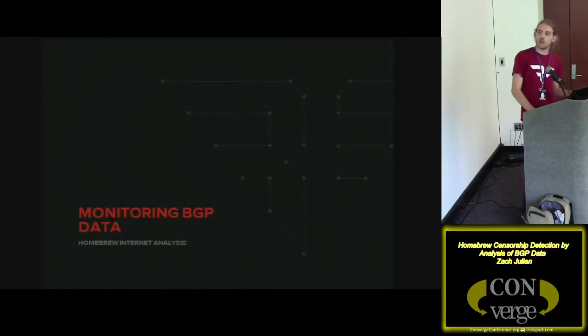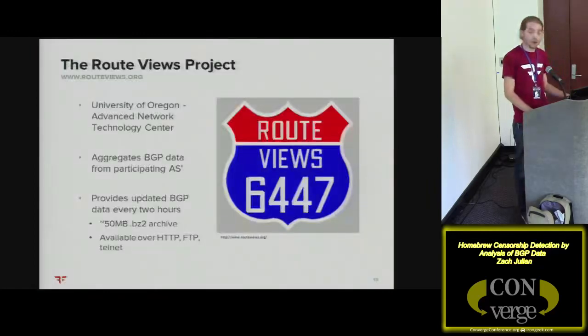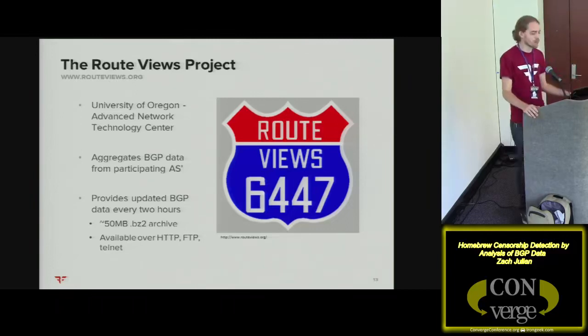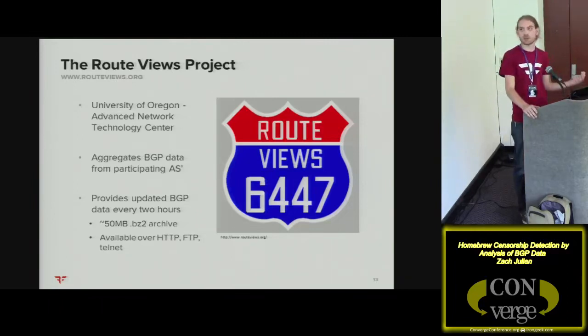So how can we acquire and monitor and analyze some BGP data to detect censorship at home? The Route Views project is a really awesome project out of the University of Oregon's Advanced Network Technology Center. It's at routeviews.org, and this is a project to aggregate BGP data from a bunch of different participating autonomous systems, and this includes governments, colleges, educational organizations, and also ISPs. They all voluntarily contribute this BGP data, and that allows us to get a much more complete picture of the global routing table from these participating autonomous systems.